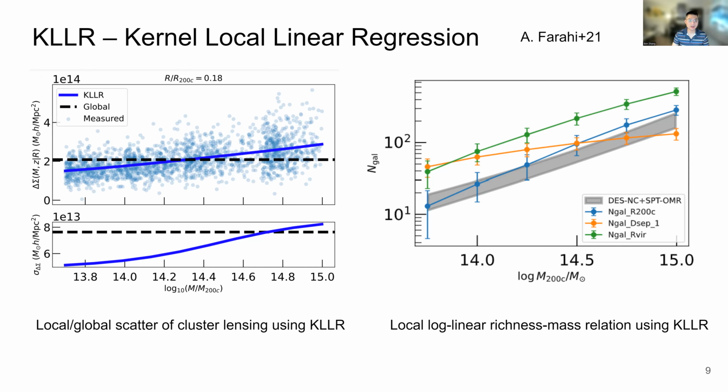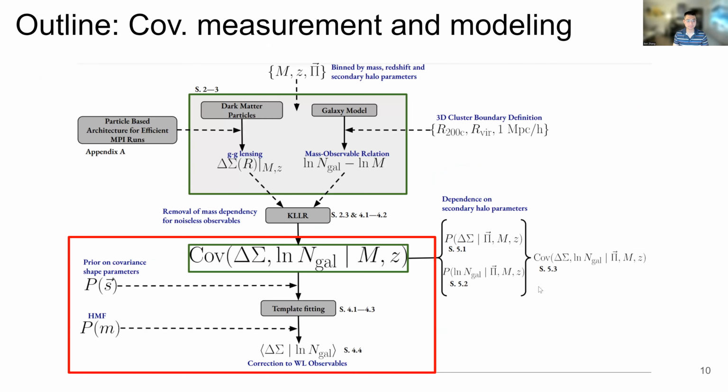This algorithm effectively conditions on the mass. It removes the mass dependency and also reduces the scatter. We apply the same algorithm to construct the mass observable mass richness relation. Having constructed the data vector, we now make measurements on the covariance, conditioned on mass and redshift.